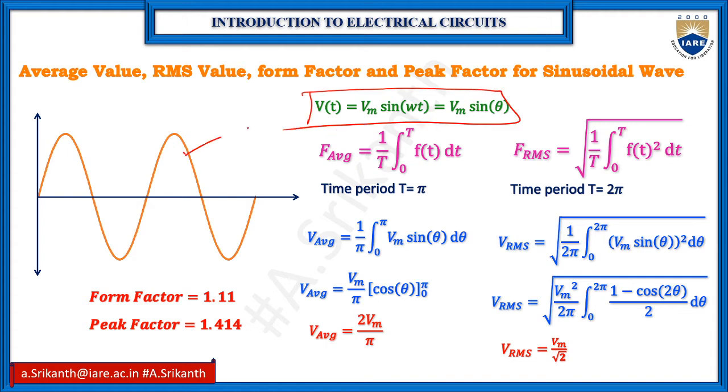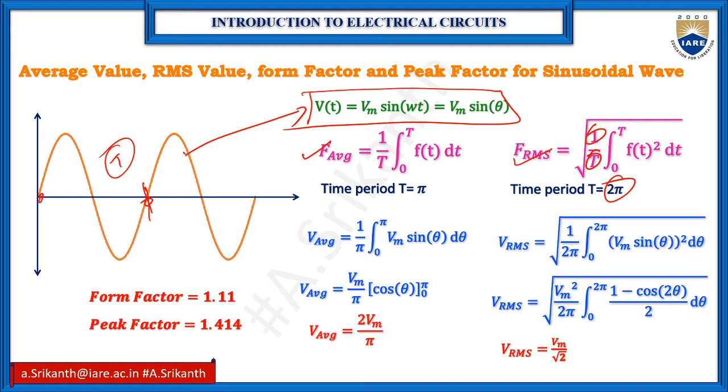So this is a sine wave, and I have the equation V of t equals sin omega t. Then find out the time period. For this sine wave, it started here, and again started here, so this is my time period. We need to know the formulas: this is the average formula and this is the RMS formula. Then substitute. For RMS, there is no need to worry about the time period.